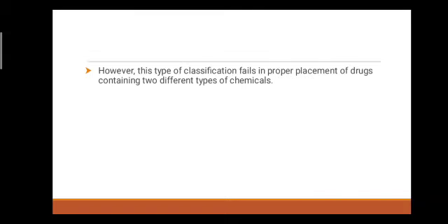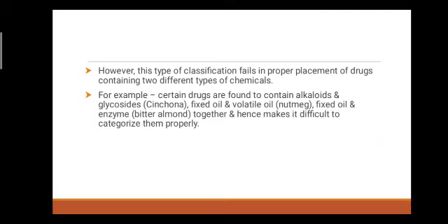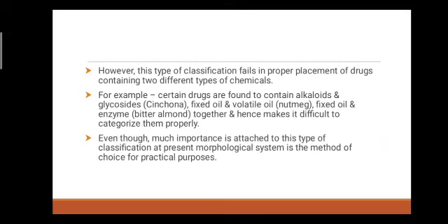However, this type of classification fails in proper placement of drugs containing two different types of chemicals. For example, certain drugs are found to contain alkaloids and glycosides (cinchona), then fixed oil and volatile oils (nutmeg), then fixed oil and enzymes (bitter almond), and hence it makes it difficult to categorize them properly. Even though much importance is attached to this type of classification, at present the morphological system is the method of choice for practical purposes.